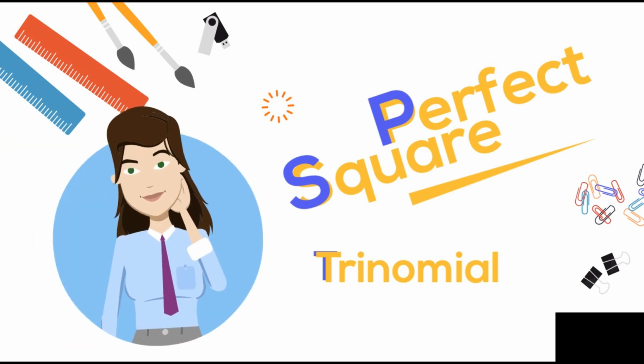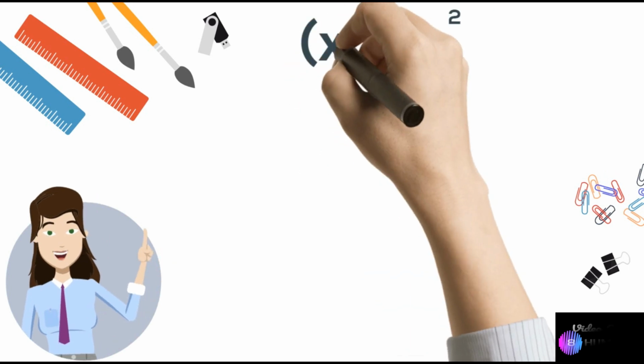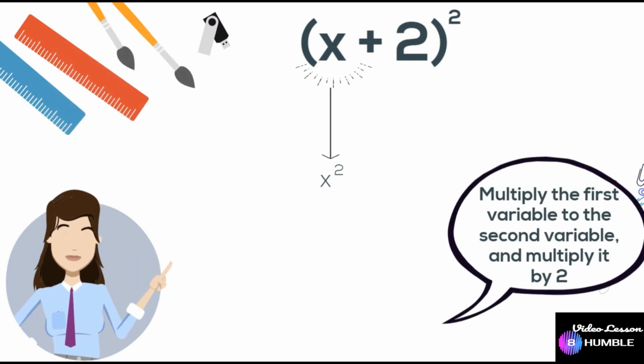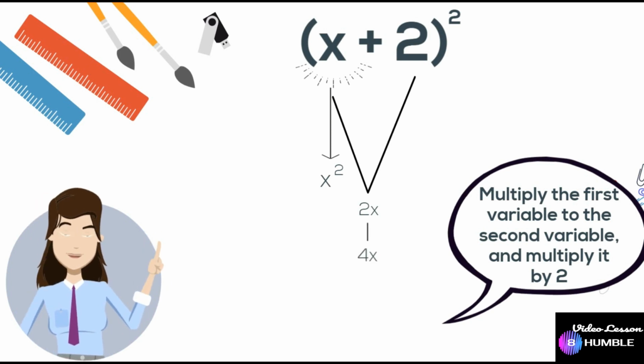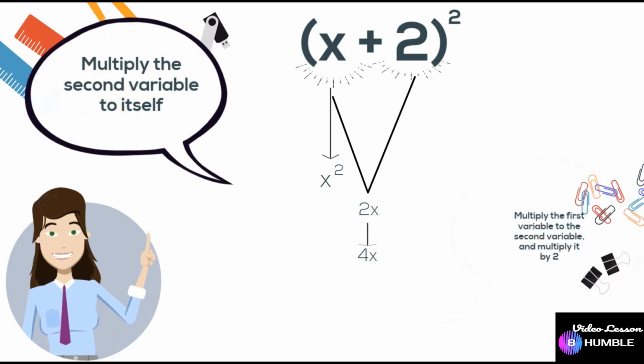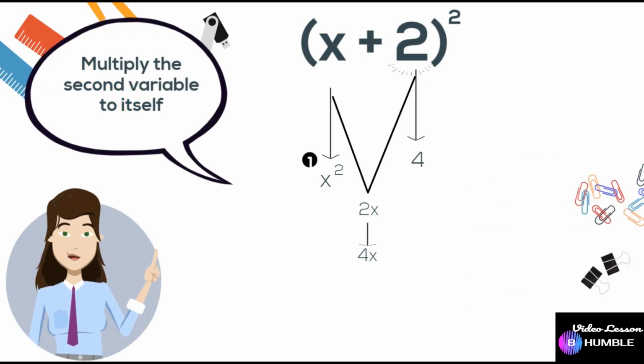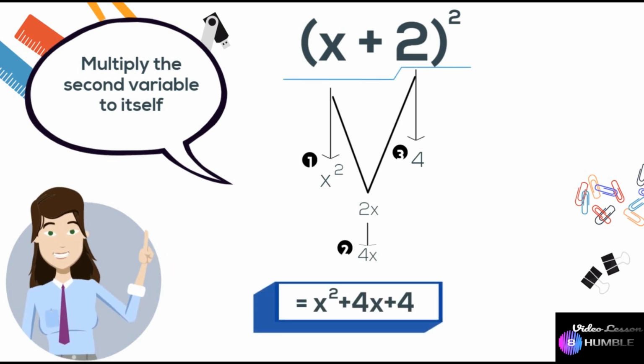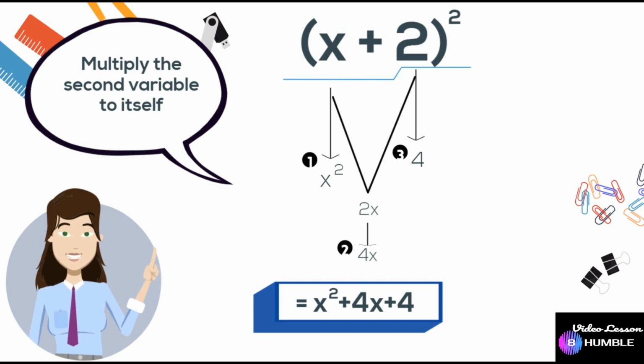Perfect square trinomial. x plus 2 squared. First, multiply the first variable by itself, so x will now be x squared. Second, multiply the first variable by the second variable and multiply by 2. So, x times 2 will be 2x. Then multiply by 2, so that will be 4x. Lastly, multiply the second variable by itself. So, 2 will now be 4. So, the answer for x plus 2 squared is x squared plus 4x plus 4.